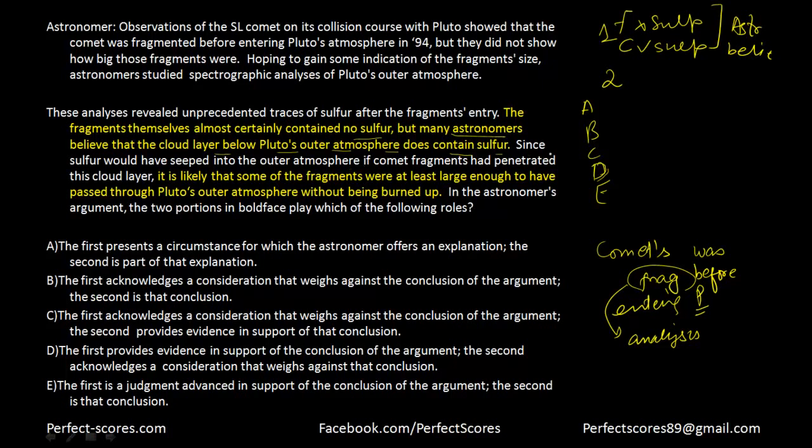Then it says, since sulfur would have seeped into the outer atmosphere if comet fragments had penetrated this cloud layer, it is likely that some of the fragments were at least large enough to have passed through Pluto's outer atmosphere without being burned up. Now what is this? This is a thesis, again given by the astronomers. Right? So you can go ahead if you want.